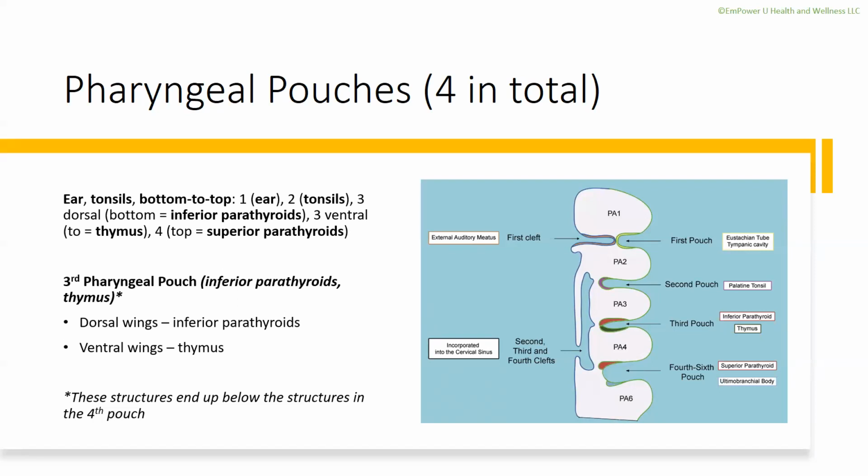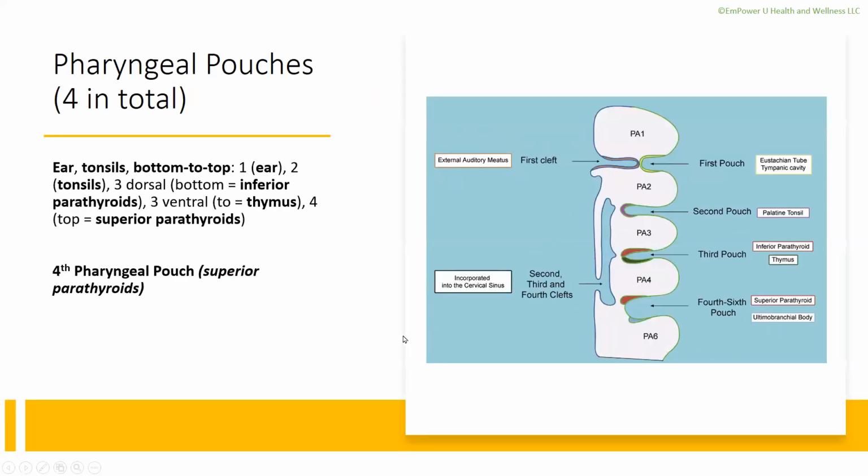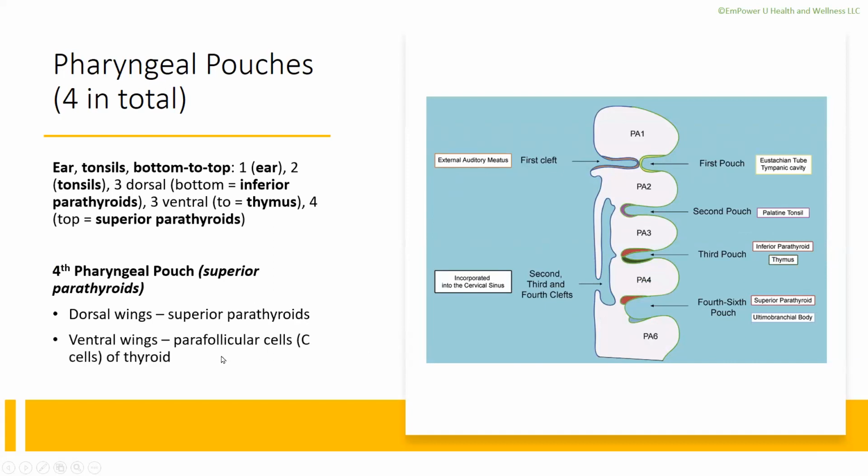Your third, you have 2 portions. Actually, yeah, you have 2 portions. The dorsal wings are going to be your inferior parathyroids. Your ventral wings are going to be your thymus, development to T cells. Those structures will end up, like I said, below the 4th pouch. And then your 4th pouch is your superior parathyroids and parafollicular cells of your thyroid. Okay.